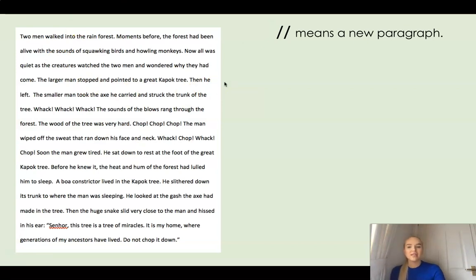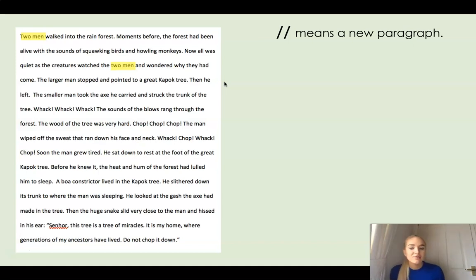So I'm going to start to read it, and I can see that my first focus is all about 2 men. They have walked into the rainforest, and that might be my first focus. Moments before, the forest had been alive with the sounds of squawking birds and howling monkeys. Now all was quiet as the creatures watched the 2 men. I've got this idea of these 2 men again and wondered why they had come. So that bit is all about the 2 men. Let's read on and see if we're still talking about 2 men or whether the focus changes. And when I read, I want you to think about that too.